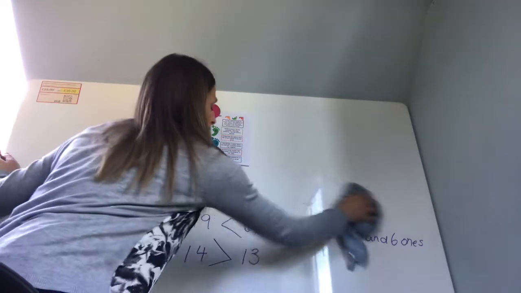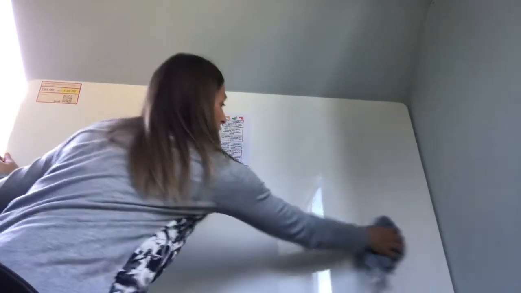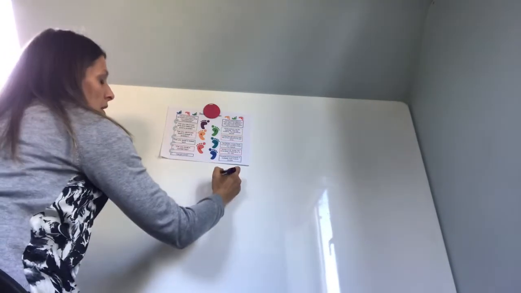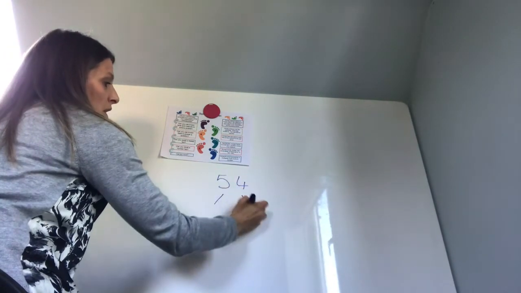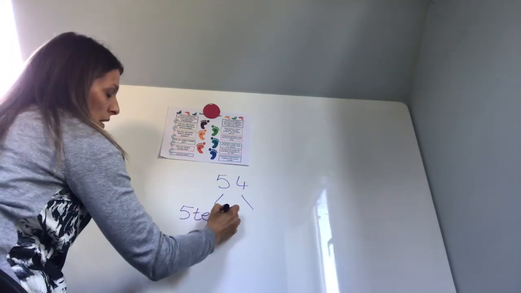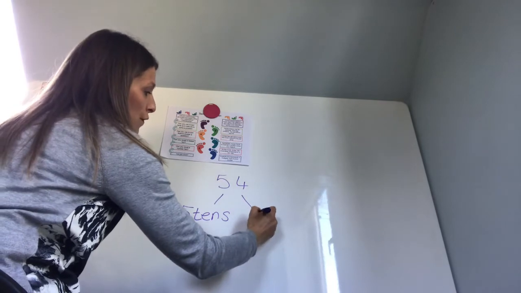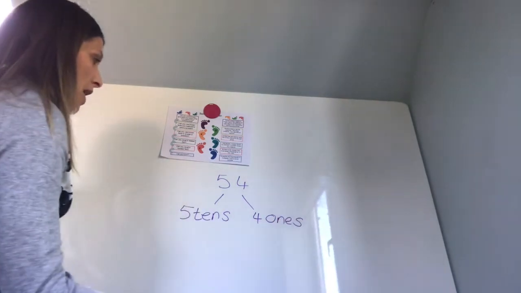So before we move on, I just want to have a quick look at partitioning. So here is my first number, 54. I'm going to partition it. I've got 5 10s and 4 1s. Okay?